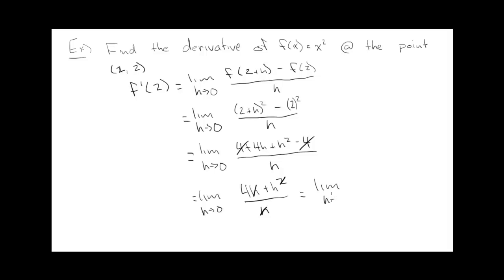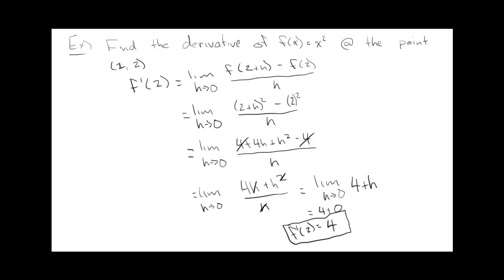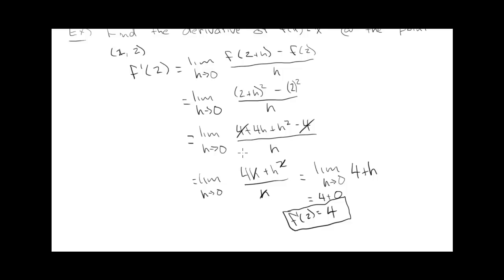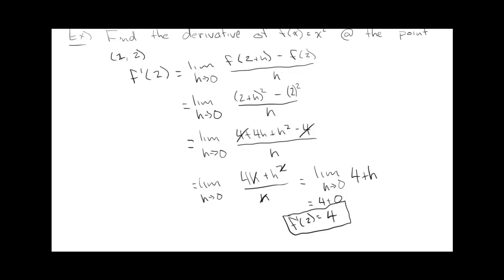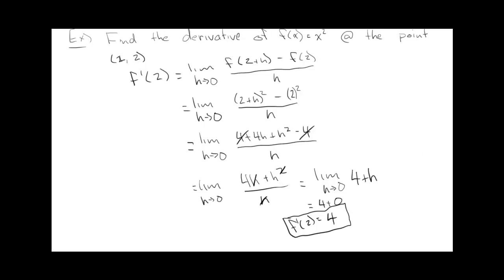So the limit as h goes to 0 of, what do we got now? 4 plus h. Let h become 0. You get 4 plus 0 equals 4. So that's the derivative. f prime at 2 is equal to 4. Make sure you can see that. So the derivative of this function at the point 2 is equal to 4. And that just means the slope of the tangent at the point is equal to 4.